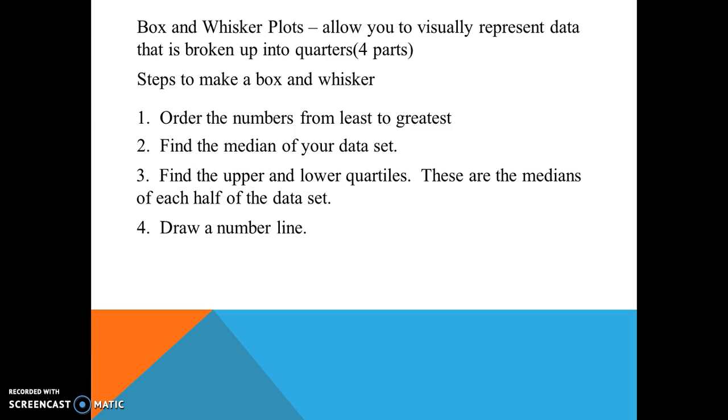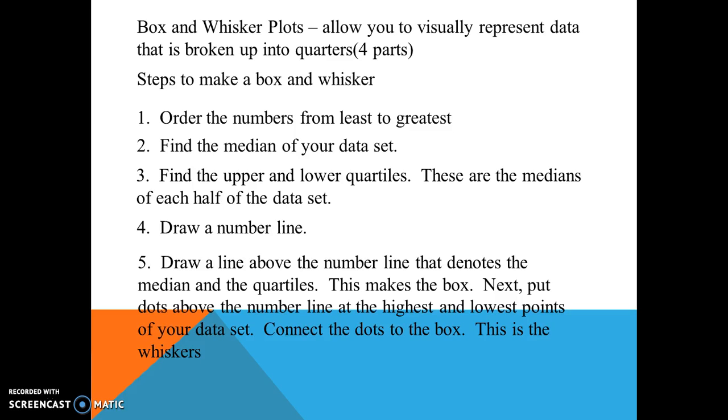Finally, you're ready to draw your box and whisker, so you're going to draw a number line. Above the number line, you're going to draw lines that denote the median and the quartiles. This will make your box. Next, you'll put dots above the number line at the highest and lowest points of your data set. Your dots are then connected to your box, and that will form your whiskers. Finally, you're going to label the parts of the box and whisker so that you can answer questions about your data set. All right, so let's try one.